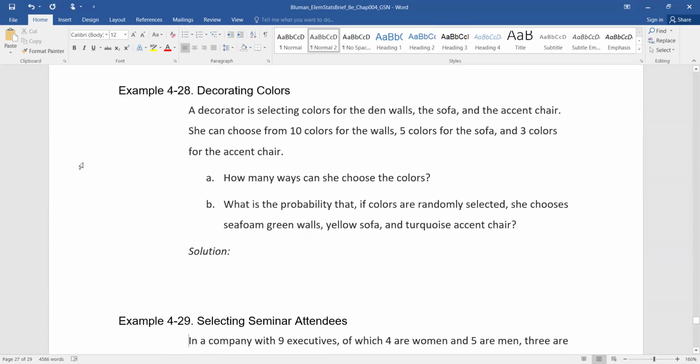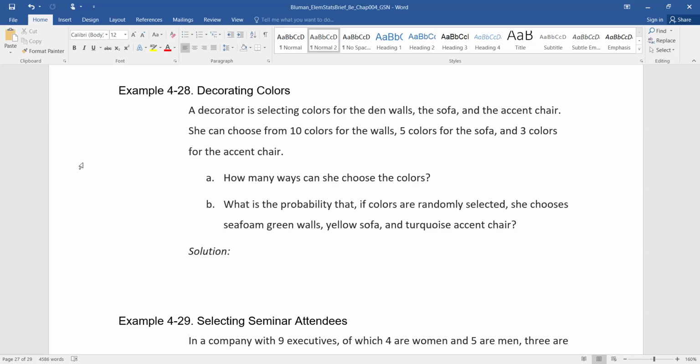All right, let's look at example 28. So it says a decorator is selecting colors for the den walls, the sofa, and the accent chair. She can choose from 10 colors for the walls, 5 colors for the sofa, and 3 colors for the accent chair.